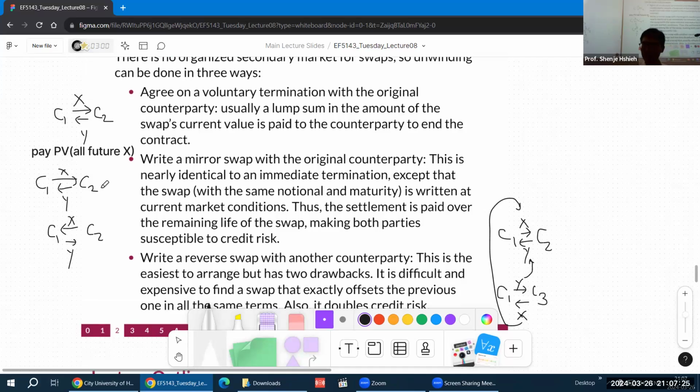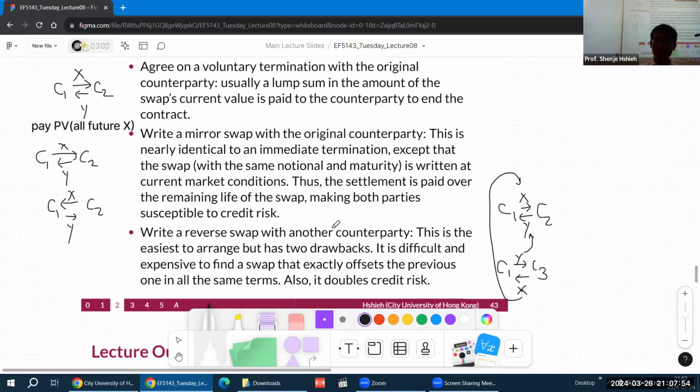If that's not possible, maybe you can write a mirror swap, right? It's supposed to be the exact opposite of the cash flows exchanged with your original counterparty, but it's going to cost you. It potentially could cost you more money because the economic environment has changed, interest rates have changed, and exchange rates could have changed, and so you could be amplifying counterparty risk in this fashion. And you also have to make your counterparty agree to the arrangement.